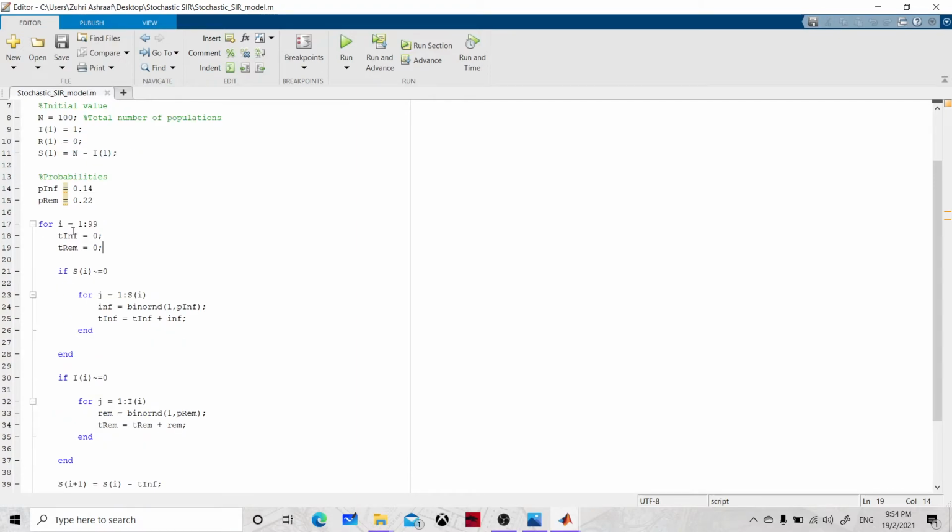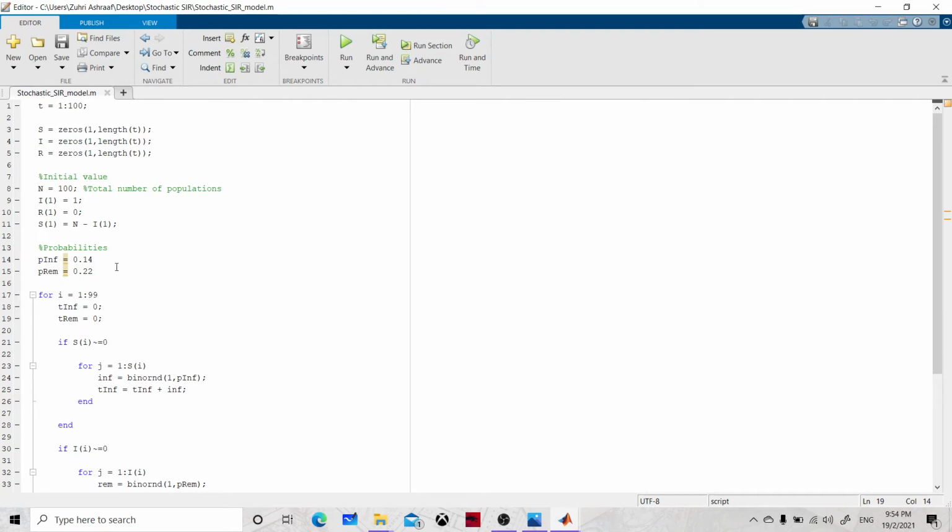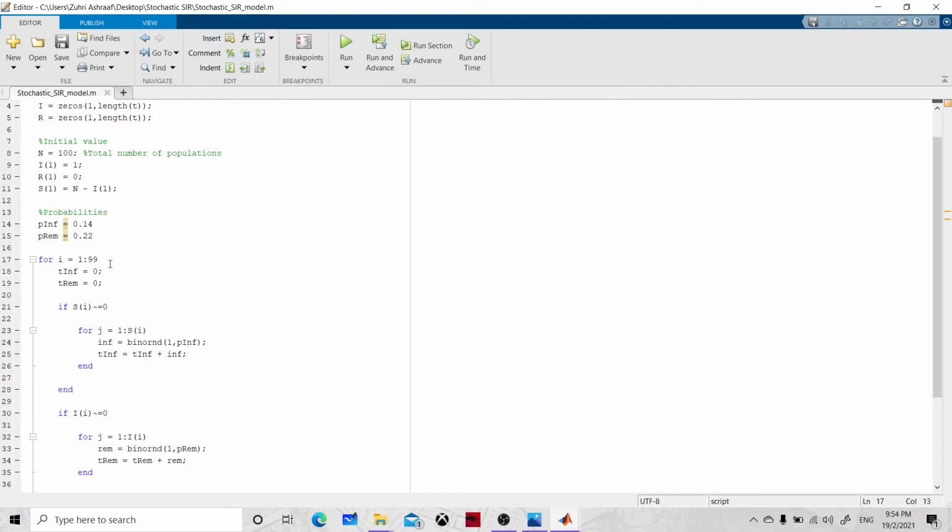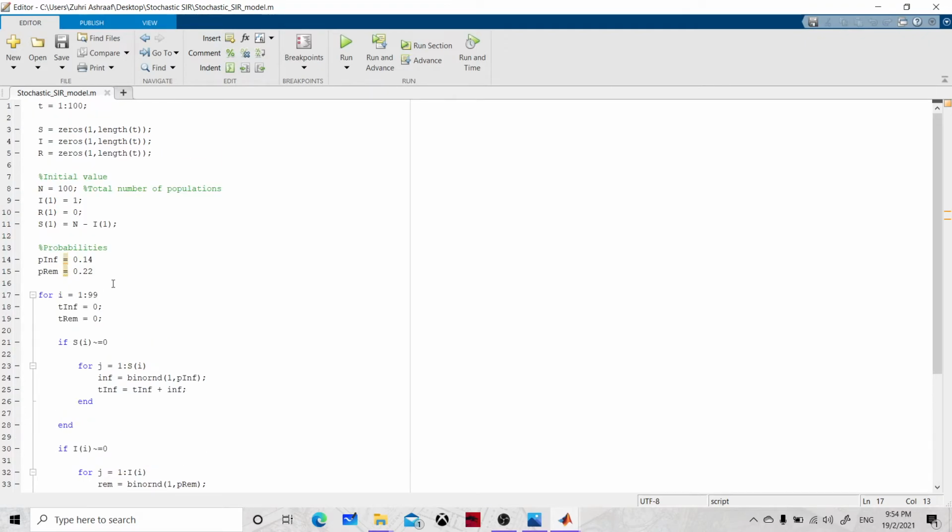We are going to create a for loop for i equals 1 until 99. Okay, why is it 1 until 99? Because this is based off our x-axis, or our time vector. As you can see, the time vector is 1 until 100. So I guess you understand why we are using 99 instead of 1 until 100.